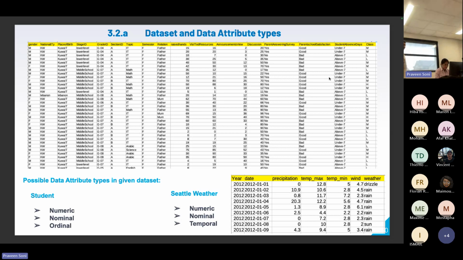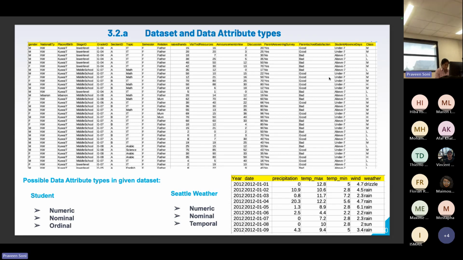And do you know how many rows are there? Rows of the data. 481? No, it's 480. You cannot count the header, it is not data, it is a data attribute. So total rows are 480, and then how many columns are there?